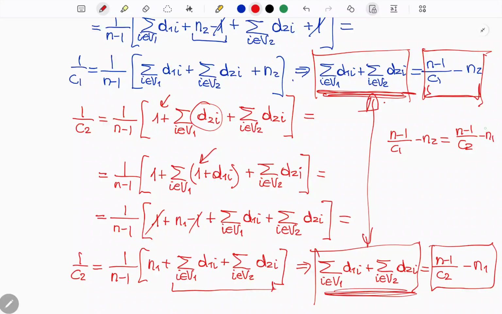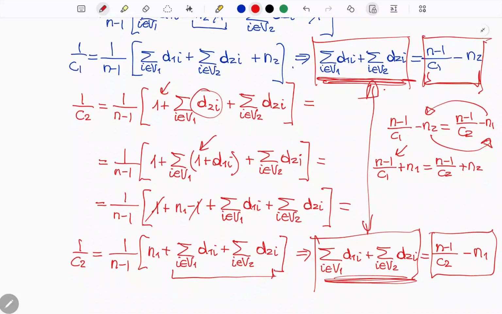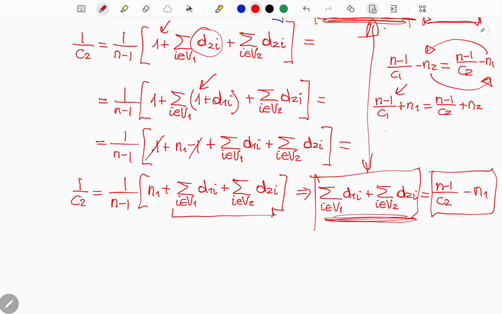So I'm going to rewrite everything. I'm going to put this n1 on the left and this n2 on the right, and I obtain n minus 1 divided by C1 plus n1 equal to n minus 1 divided by C2 plus n2. And then in the end, I'm going to divide everything by n minus 1, and what I obtain is 1 over C1 plus n1 divided by n minus 1 equals 1 over C2 plus n2 divided by n minus 1. The only thing I did in the last step was to divide everything by n minus 1.